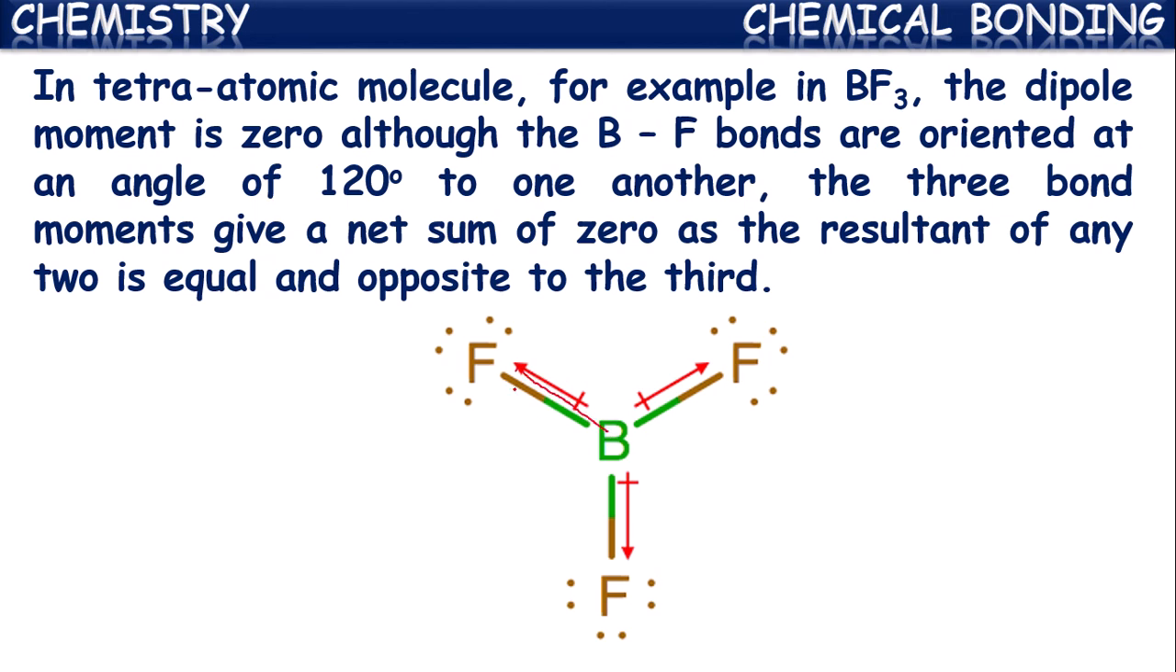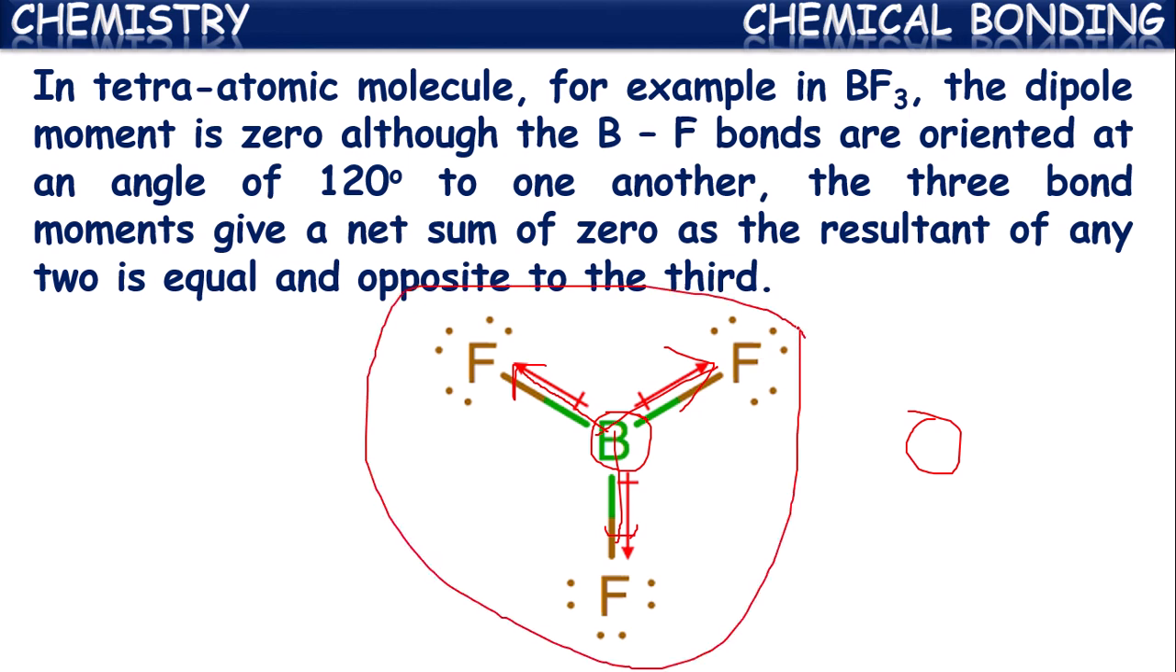So the bond polarities are in three directions with 120 degree angles. The net polarity for this molecule also becomes 0. Hence we can say this is a molecule with net dipole moment 0, but which has polar covalent bonds. There are polar covalent bonds, but the net polarity of this molecule becomes 0, because the sum of these three vectors will become equal to 0.